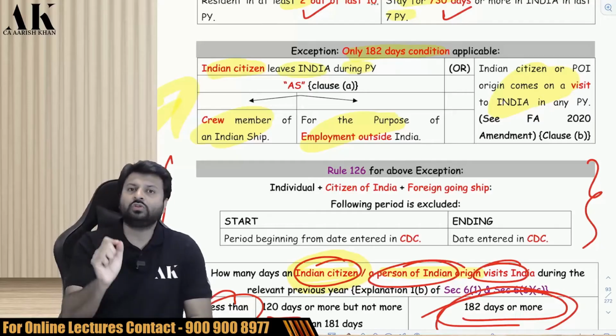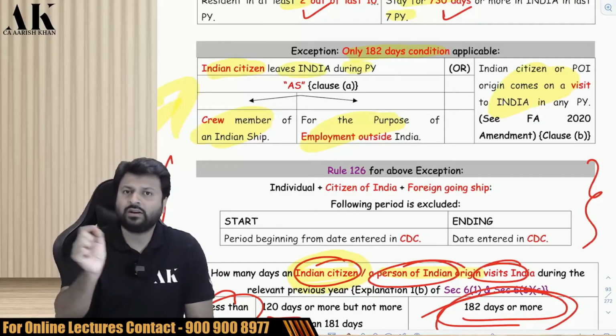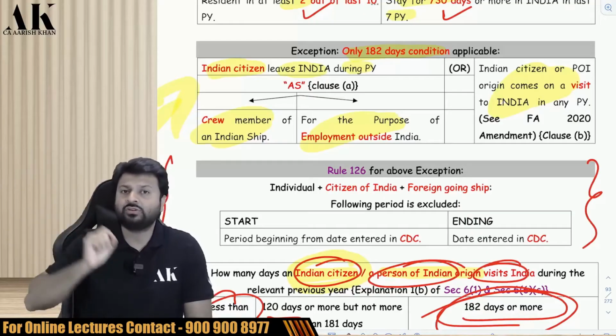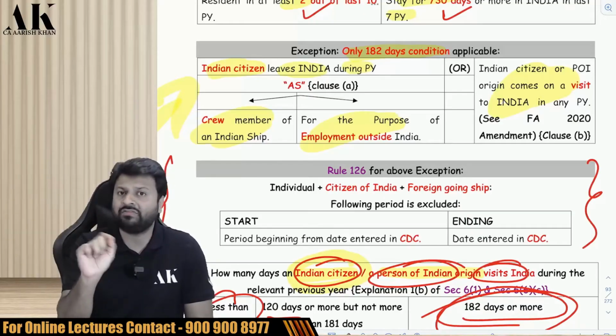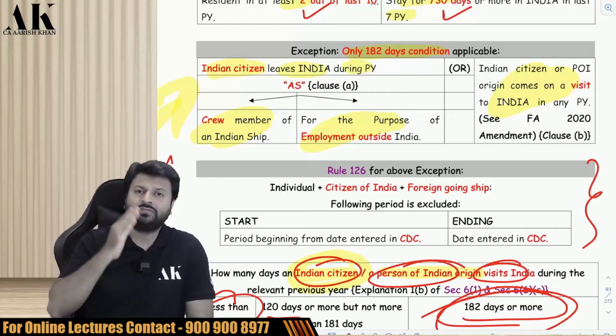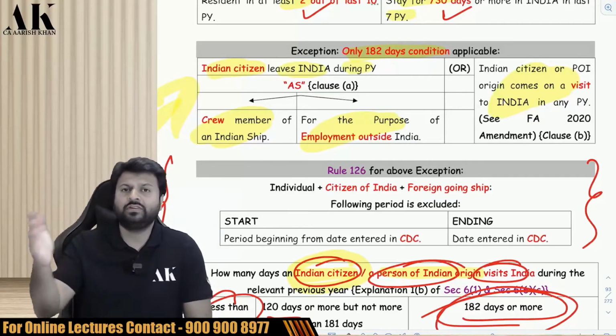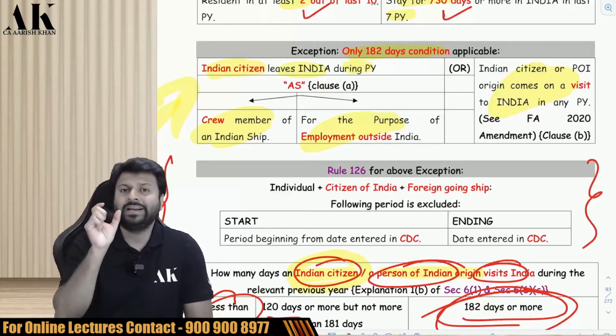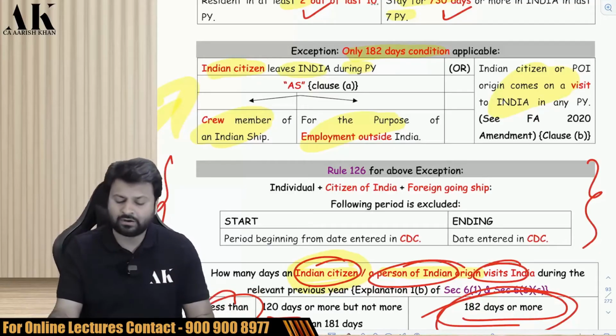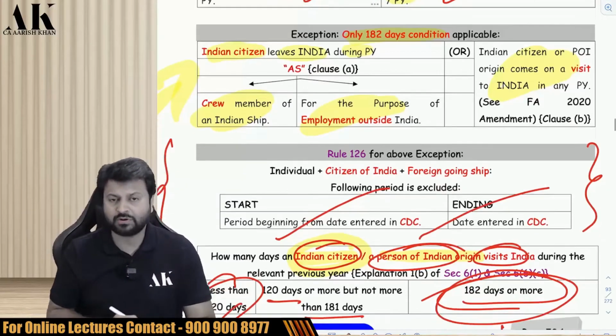Suppose 15th June 2022 was the date on which it was signed in on the continuous discharge certificate, and 15th July is the date on which it was signed off. So from 15 June 2022 to 15 July 2022, it will be considered that he was not a part of India. Okay, so this is what this provision wants to say.